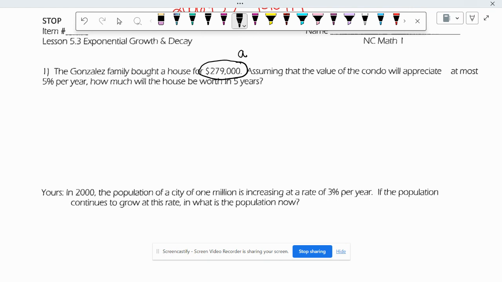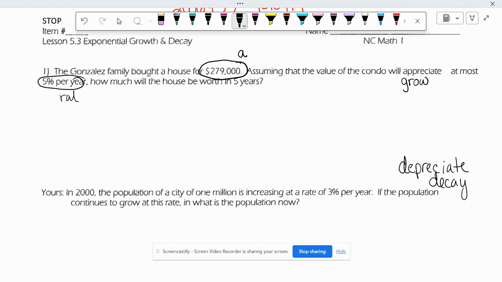When you see the word appreciate, do you guys know what that means? That means it's going to grow. Appreciate means grow. Depreciate, I'm just going to write this up here. Depreciate means decay. Okay, so the house is going to grow, meaning the value is going to increase at 5%.